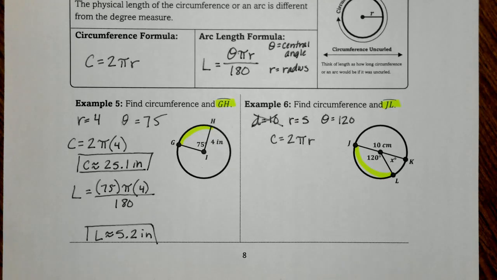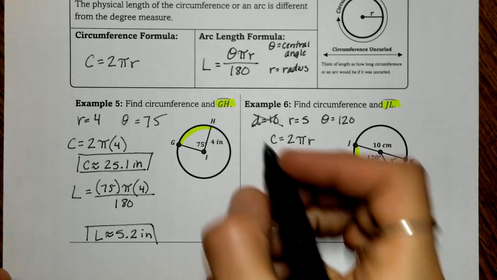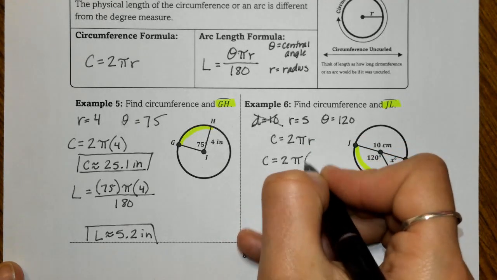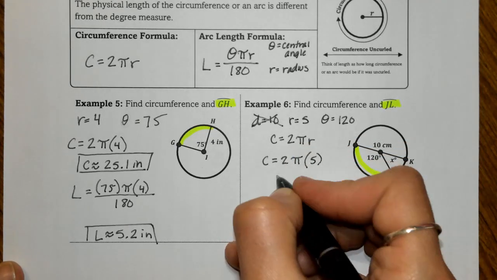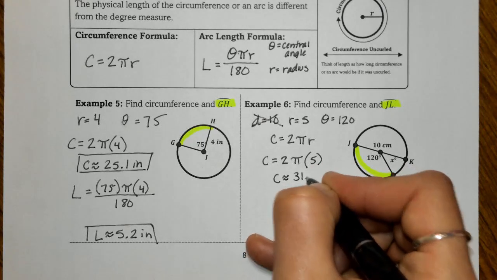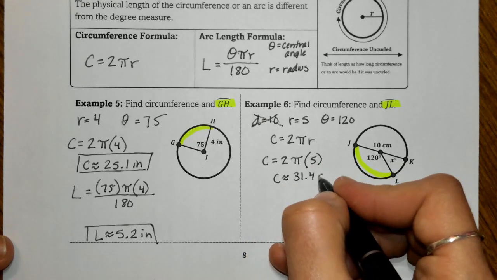I encourage you to pause the video and do this on your own. We substitute in, we get 2 pi times the radius, which is 5. Plug everything in with that symbol, and we're going to get approximately 31.4. And this is labeled in centimeters.